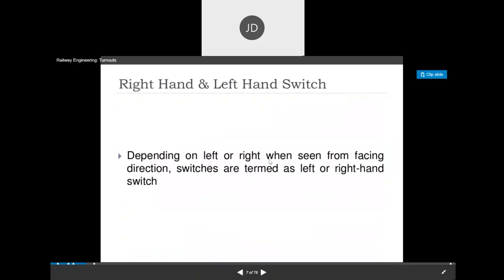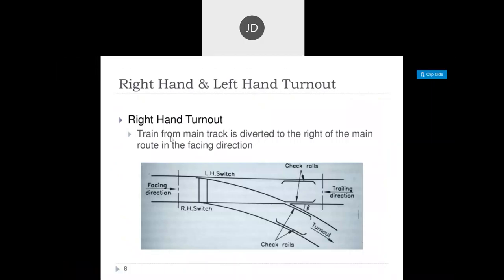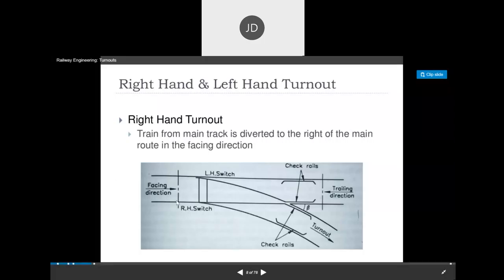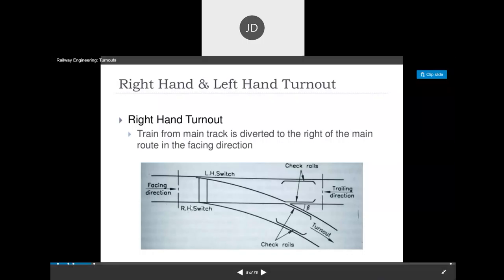So it depends on left or right when seen from the facing direction, that means from which direction you are seeing. Even based on direction, we have different types of turnout, like left hand turnout and right hand turnout. If this is a facing direction, here you can say right hand switch, because the operating motor is fixed here. I'll tell you the purpose of the switch motor, or switch box. For now, just understand there is a box fixed on the right side, so it's called right hand switches. Here you can see the left hand switches.